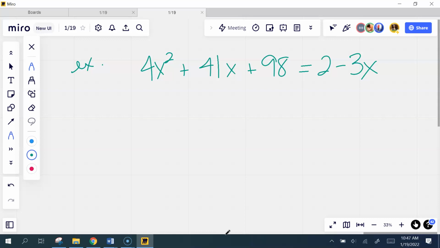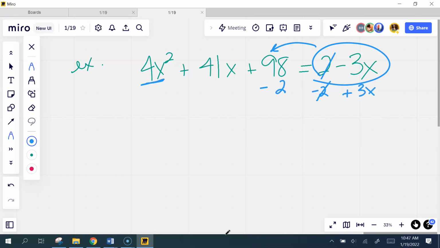What should I do first? That's exactly right. I need one side to be 0, and I have to decide which side. Because I want this to stay positive, I'm going to move both of these to this side. So subtract 2 and add 3x.